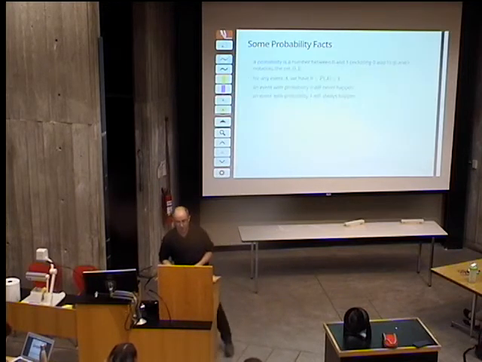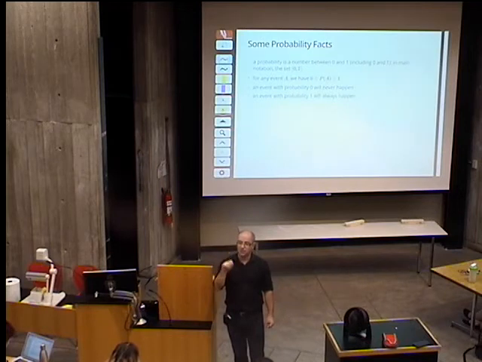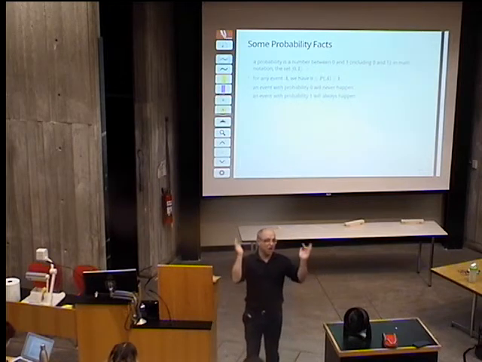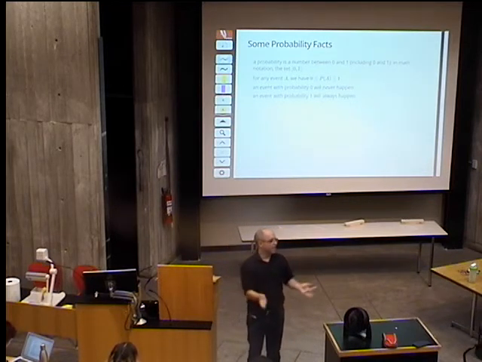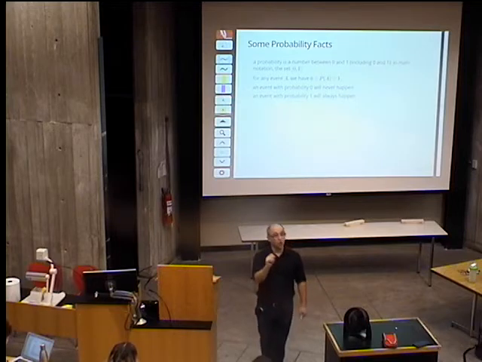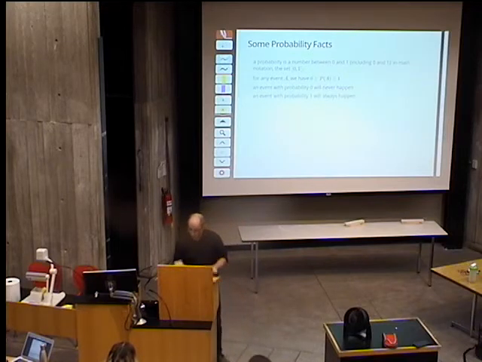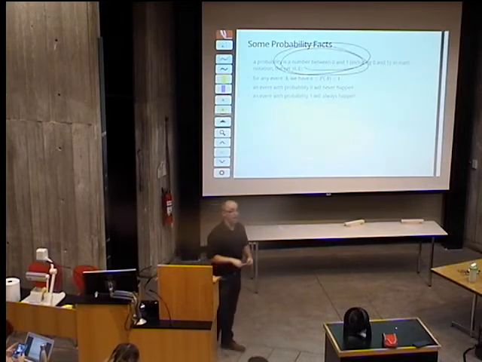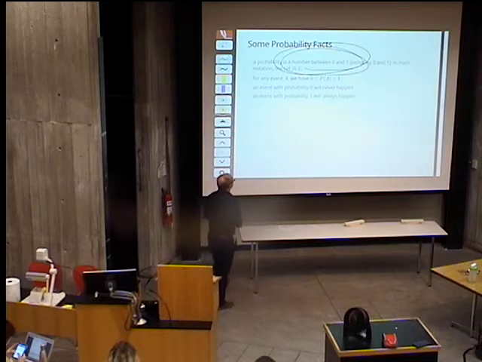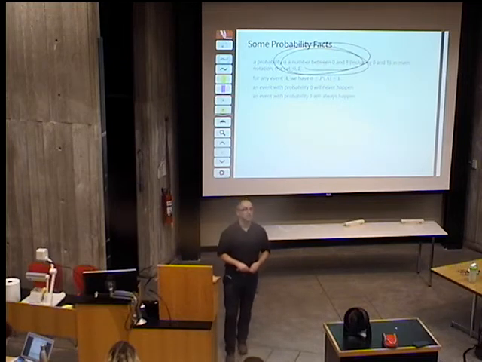Some information from the math point of view. For something to be a probability, it must be a number between 0 and 1 inclusive. 0 and any number you want up to and including 1. You cannot have a probability of 1.2. You cannot have a probability of 56. So be careful. We often interpret probabilities as percentages, but the actual probability numbers are always between 0 and 1. If something is an event with probability 0, we say it will never happen. It's impossible. And if something has probability 1, then it is certain to happen.